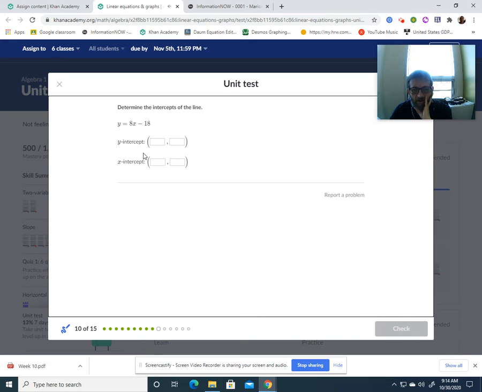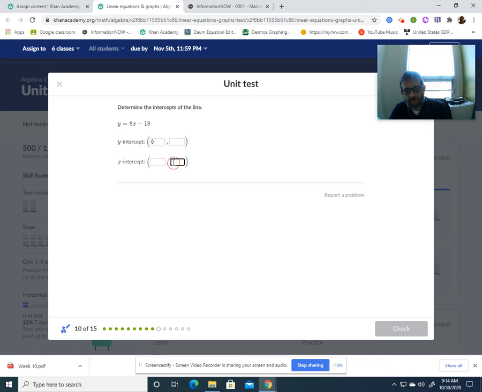Determine the intercepts. Again, y-intercept has an x value of 0, x-intercept has a y value of 0. This is slope-intercept form, so this one's super easy because this is 0. It basically just goes away, and you're left with y equals -18. This one's a little harder. This side is 0, so then you're solving for x, so you're going to add 18 to both sides, and divide by 8. So you have 18 divided by 8, which reduces to 9/4.